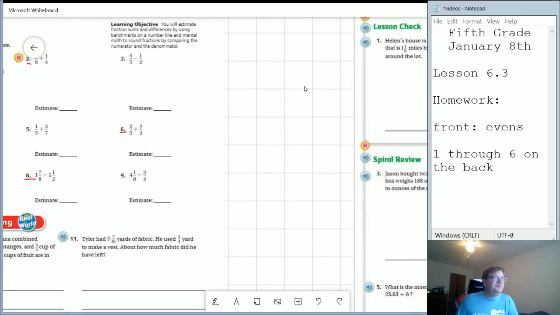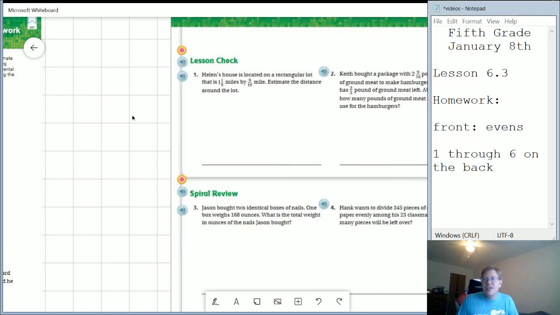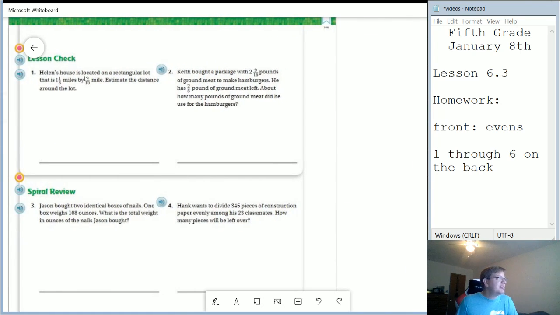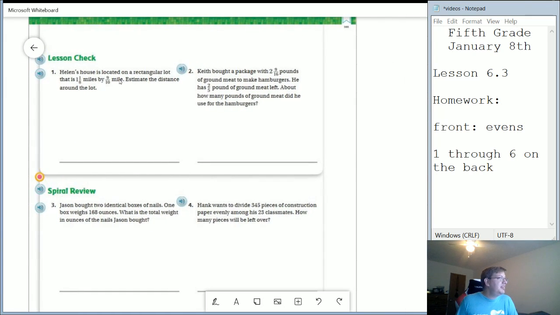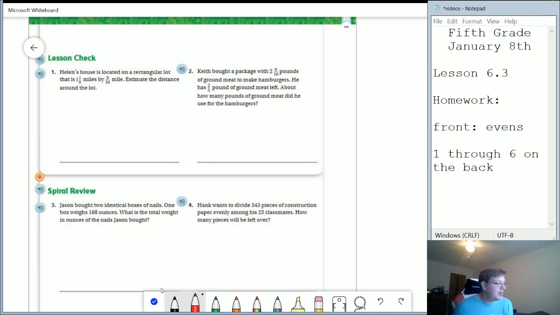Okay. And then on the back, I would like you to do number 1 through 6. So again, we're working with estimates. So for this one, we want to estimate the distance around the lot. So we are finding a perimeter for this one. So that's an extra little wrinkle that they didn't include. So I want to make sure that you are aware of that.